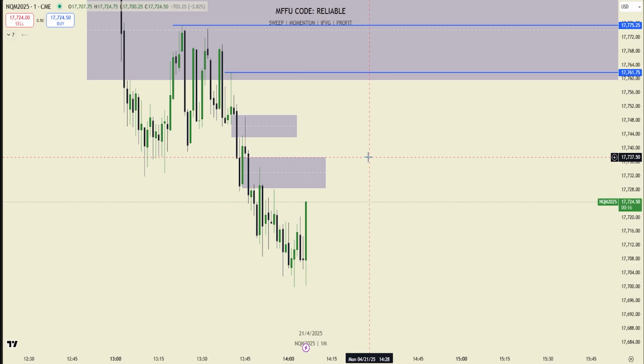Is this still A plus? Maybe not A plus, but still a good trade. Maybe like A.